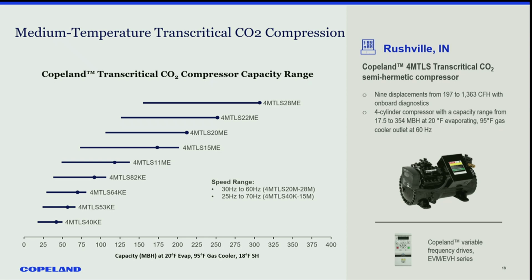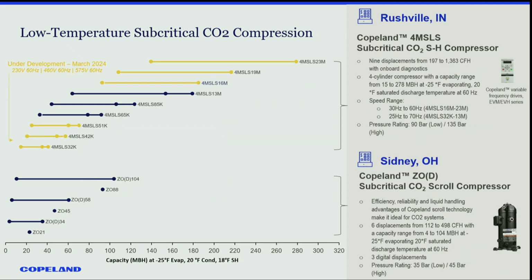Copeland has 9 different medium temp compressors from 40,000 BTUs all the way up to, it says 280 here, but it can do about 300,000 BTUs at 60 hertz. And the dot represents 60 hertz capacity. So this one here, somewhere around 175,000 BTUs. And the line represents the drive. So these 6 smallest can work down to 25 hertz, up to 70 hertz, and the largest models can go 30 hertz to 60 hertz. And they're all manufactured in Rushville, Indiana, which is new for us because they used to come in from Europe. Now they're manufactured in Rushville, Indiana, in the US.